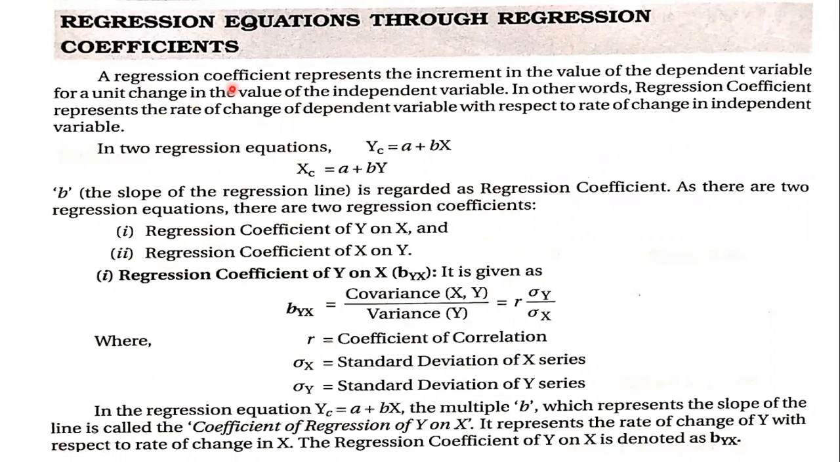A regression coefficient represents the increment in the value of the dependent variable for a unit change in the value of the independent variable. So suppose if there is a 1 unit change in x, what is the change that will happen in y? That is what we are going to learn in the regression coefficient. If there is any minor change in x, what is the change that can happen in y?